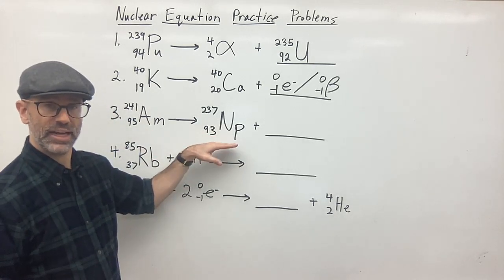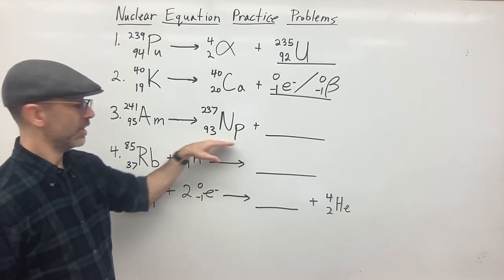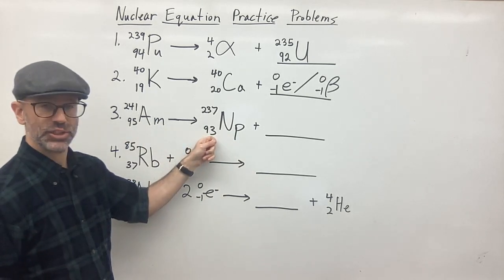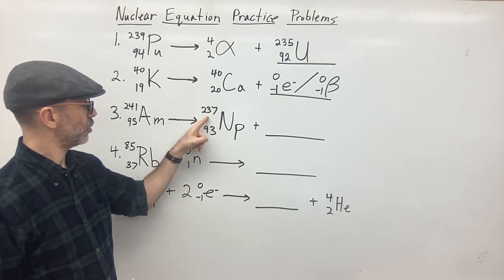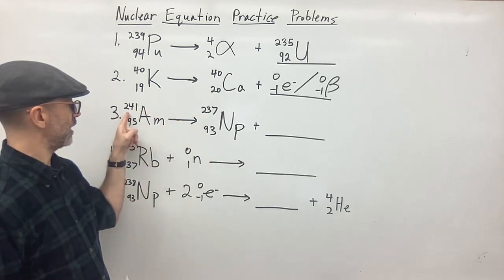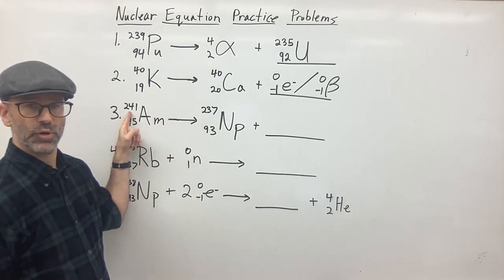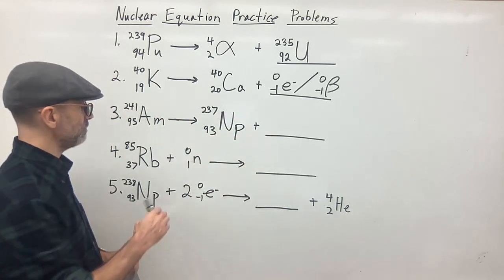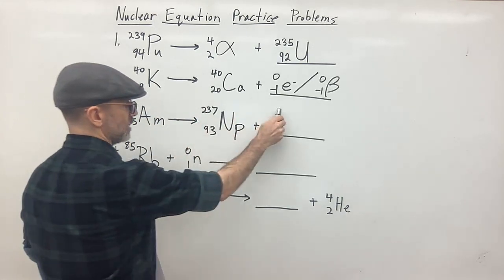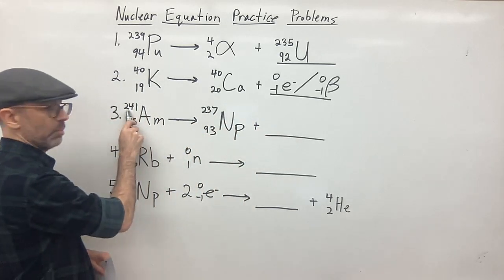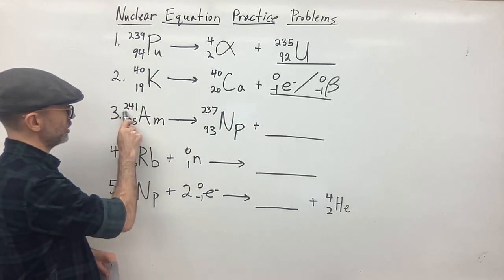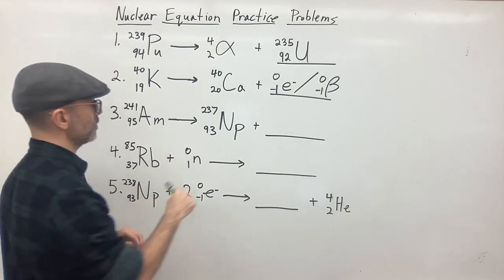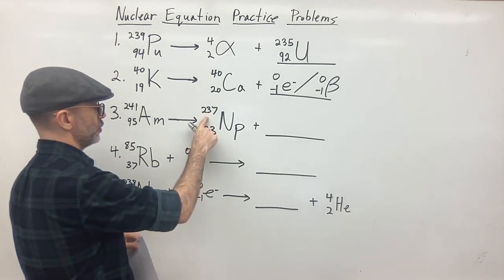So notice it's Np, so the number of protons has changed. And you'll notice that 237 has changed from 241. So we need to figure out the numbers. Again, the total numbers on this side should equal the total numbers on this side. So the total is 241 here, and here we have 237.